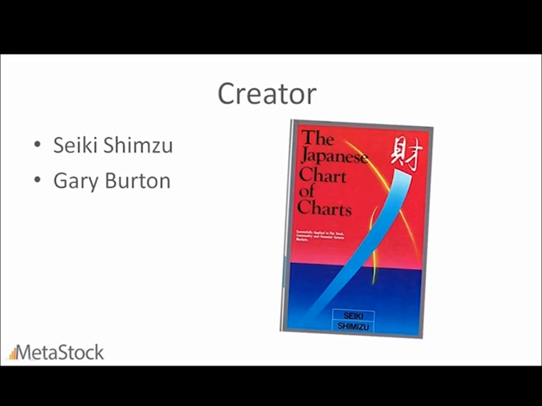Befriend the trend. There's a million of those sayings, but we want to move with the market. We don't want to fight the market's direction. But first off, we have to establish the market direction initially. Now, this was based off of a book called The Japanese Chart of Charts by Seki Shimizu. It was actually translated into English by a gentleman in Australia named Gary Burton.